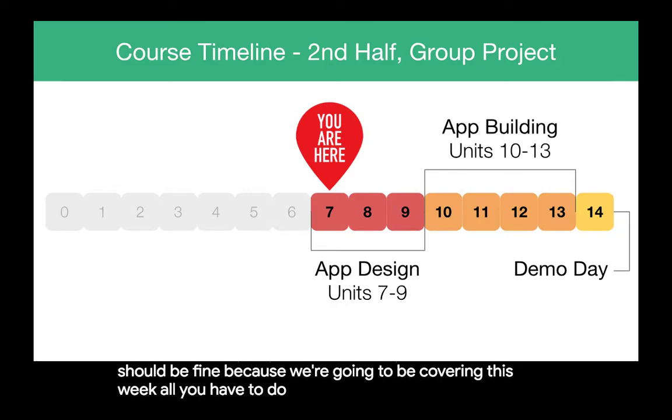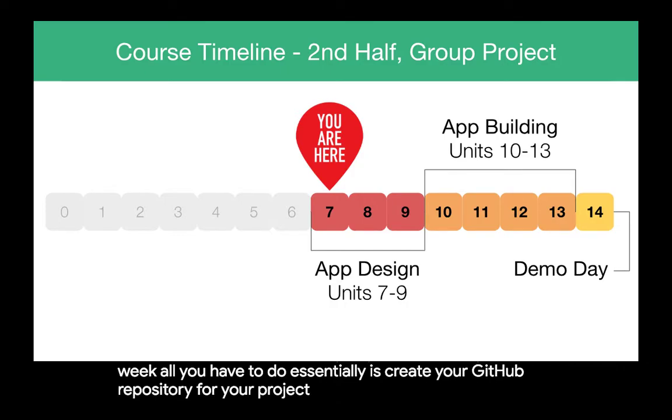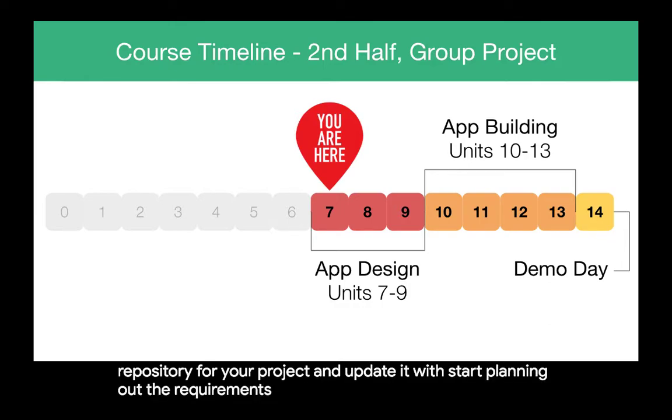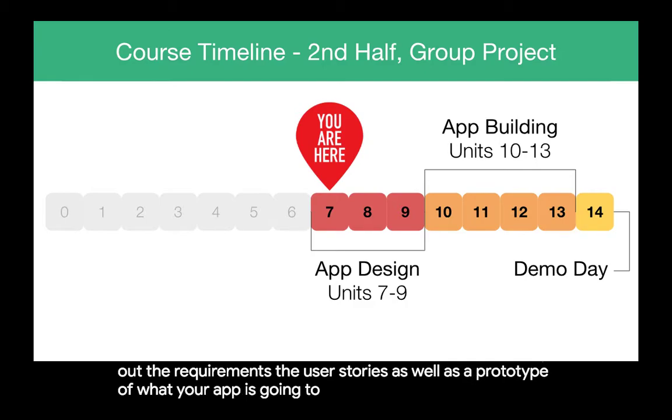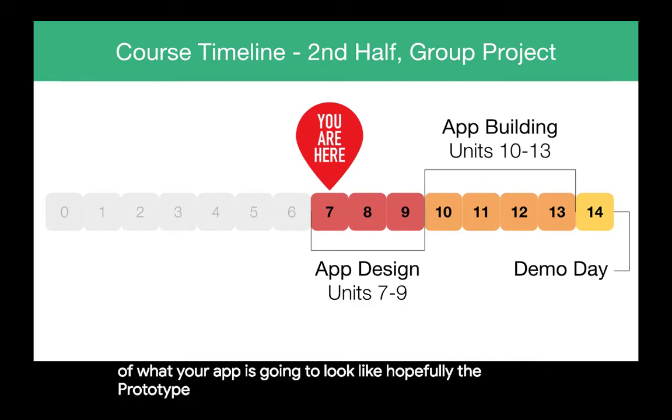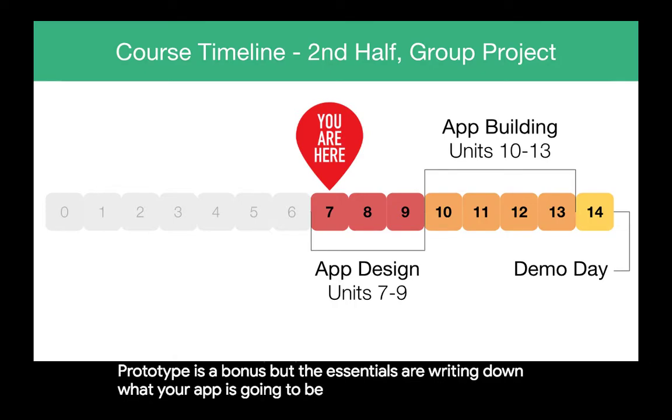week. All you have to do essentially is create your GitHub repository for your project and update it with start planning out the requirements, the user stories, as well as a prototype of what your app is going to look like, hopefully. The prototype is a bonus, but the essentials are writing down what your app is going to be made out of. What are you going to use?